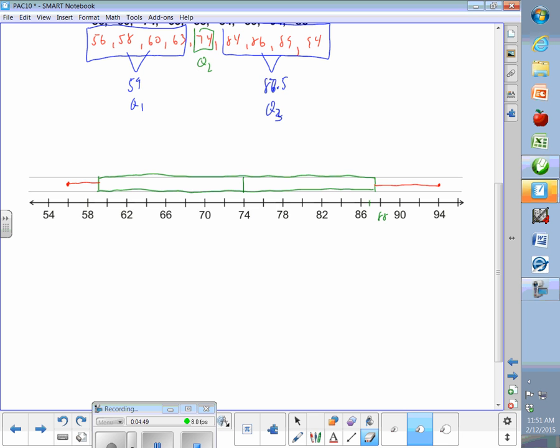The Q's are all the medians, Nick. So Q2 is the median of all the data, the middle piece of data. Q1 is the median of the data left on the low side from the median, and Q3 is the median of the data left on the high side of the median.